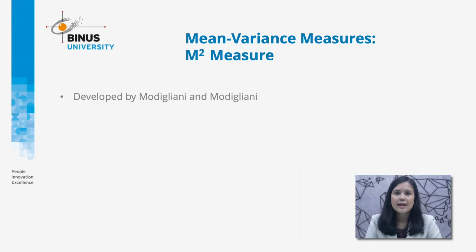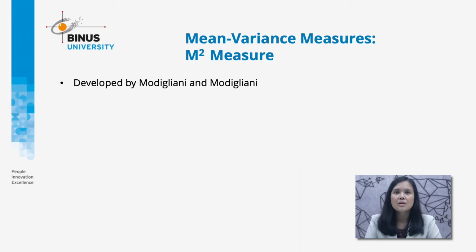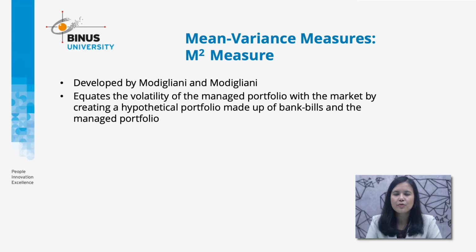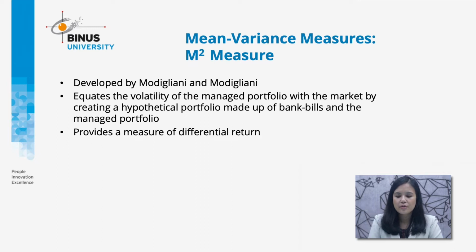Next is Modigliani and Modigliani measures. The Modigliani measure, also known as M2 measure, is used to derive the risk-adjusted return of an investment. It shows the return on an investment adjusted for risk in comparison to a benchmark. It is shown as units of percentage returns. It equates the volatility of the managed portfolio with the market by creating a hypothetical portfolio made up of bank bills and managed portfolio. It provides a measure of differential return.